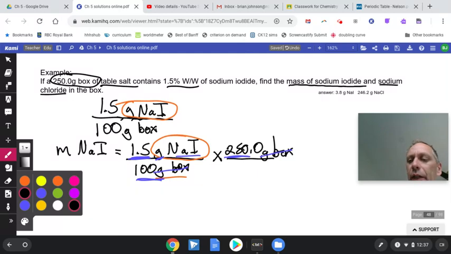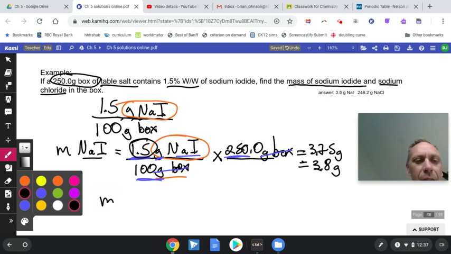And when you plug all that into your calculator, you get 3.75 grams of NaI. Now, sig digs, this is only 2. So my final answer needs to be 3.8 grams. Okay, second part of the question: what is the mass of NaCl?